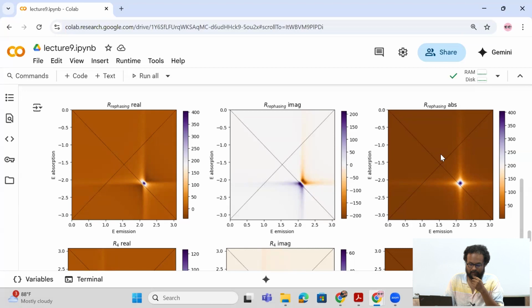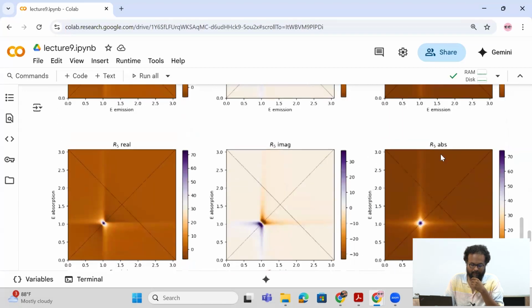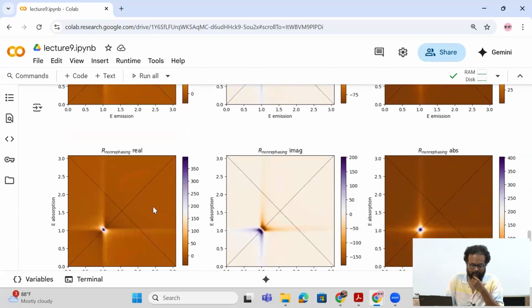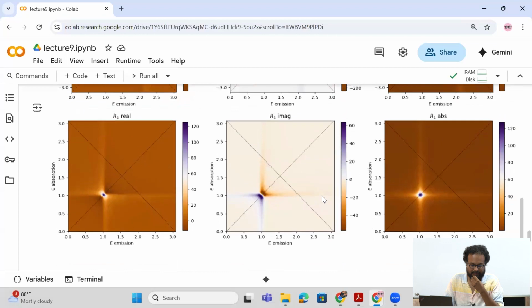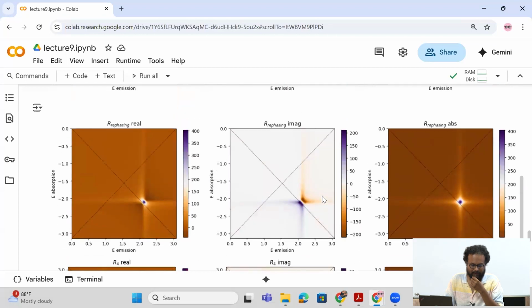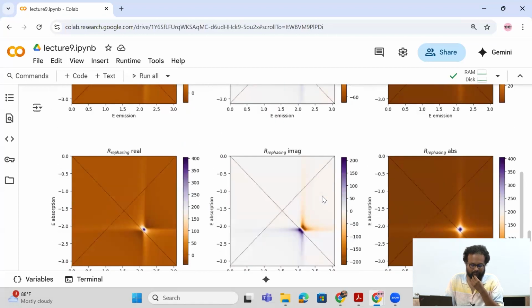This is real, imaginary, and absolute of rephasing. And same way you can see real, imaginary, absolute of non-rephasing. They exist in two different quadrants, as you would expect. There's still some fine tuning that can be done in plotting, but you are able to calculate the response function. Okay. So now briefly for the next 15 minutes, I'll give you this code.